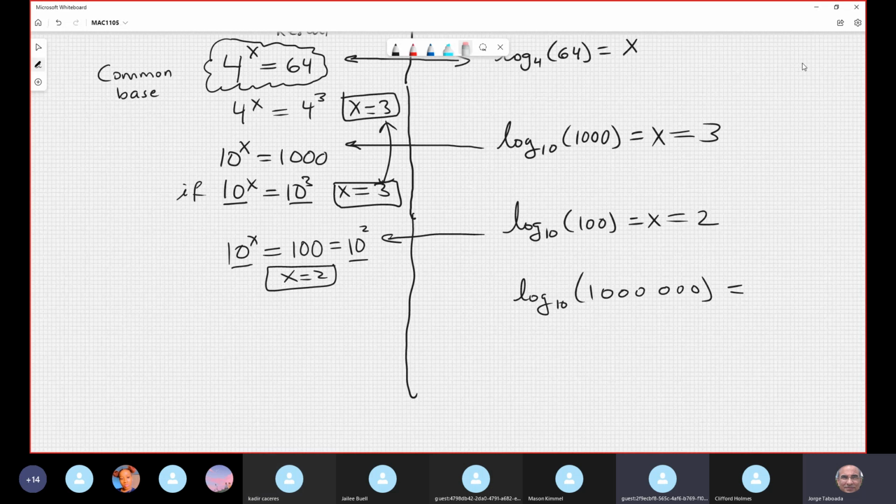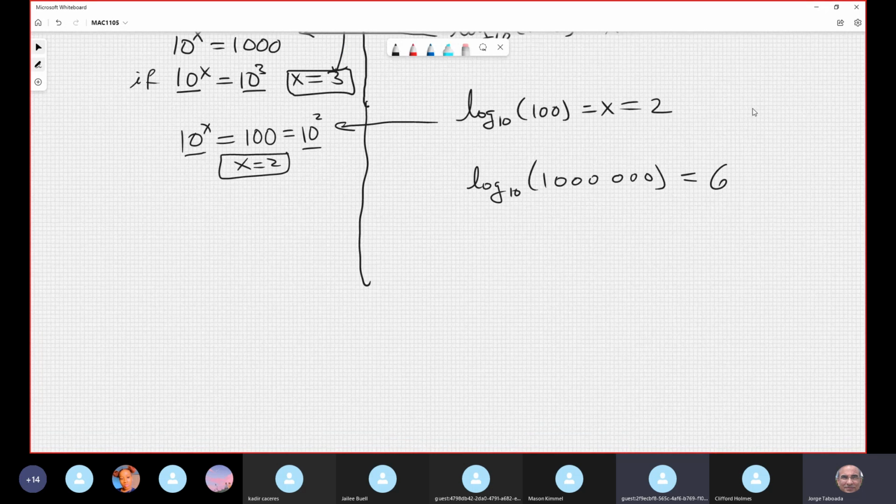This is easy because you see how many zeros we have in 1000: 1, 2, 3. How many zeros do we have in 100? 1, 2. How many zeros do we have in 1 million? 1, 2, 3, 4, 5, 6. That's 6. But it's too easy. For example, what do you think about logarithm base 10 of 10?